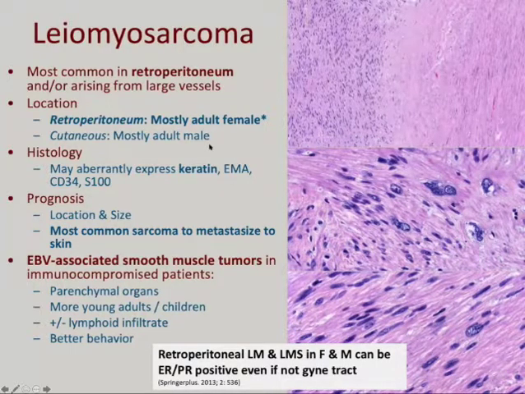So just remember that to call something a leiomyosarc, it has to look muscular, right? It has to look like eosinophilic spindle cells in fascicles with cigar-shaped nuclei going at intersecting 90-degree angles to each other, and should have SMA, desmin, right?